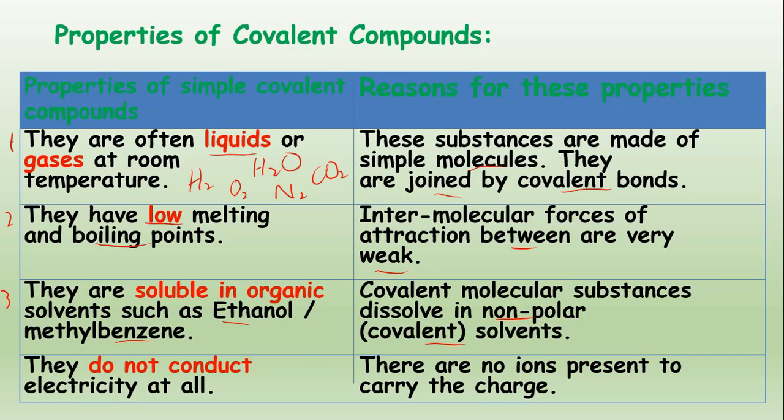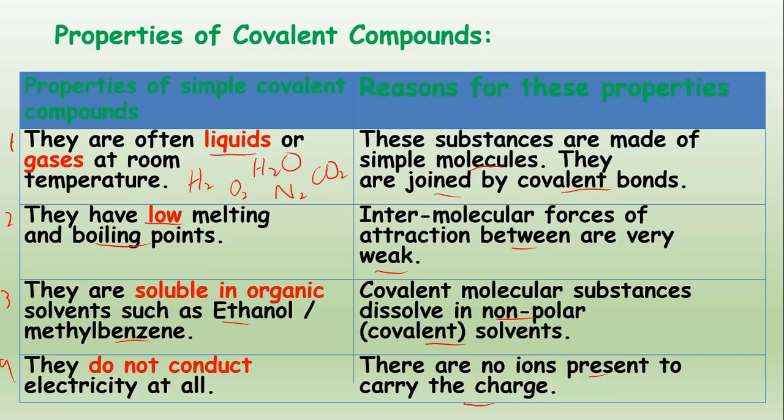Now the fourth property is that they do not conduct heat and electricity at all. Ionic compounds conduct heat and electricity, but covalent compounds do not, because there are no free ions or free electrons present in them. That is the reason they do not conduct heat and electricity.